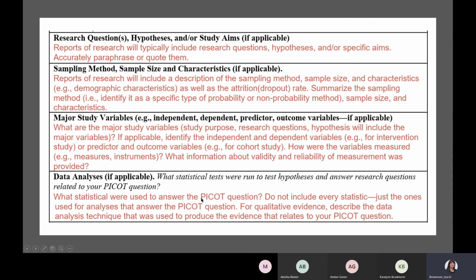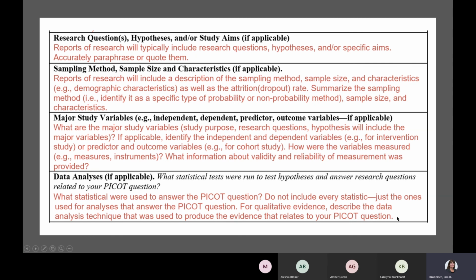Okay, and the last section on this slide is data analyses. Again, going to apply primarily to reports of research. So what you're going to be including in this section is the statistical tests that were used to answer the PICO question. You don't need to include every statistic, just the ones that were used to analyze the variables that answer your PICO question. And then for qualitative evidence, you're going to describe the data analysis technique that was used to produce the evidence that relates to your PICO question.